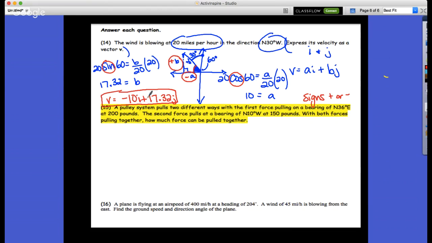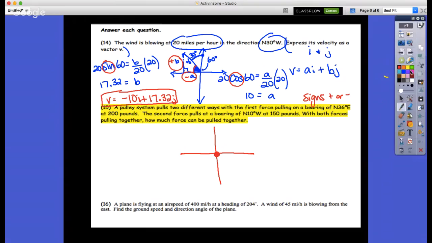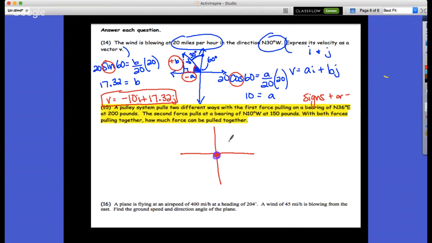All right. Now this next one is the pulley system. We have two different pulleys pulling in two different ways, but we're pulling from the same thing. If you think about it, this pulley system is trying to pull this thing from the bottom. So it's starting from the bottom and it'll be there. Just giving you a heads up. We'll do that right after.